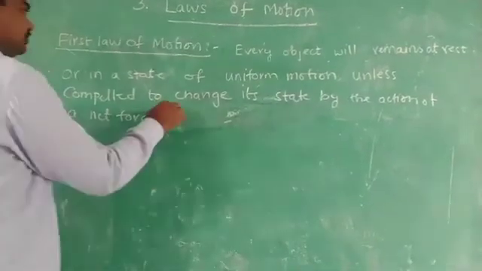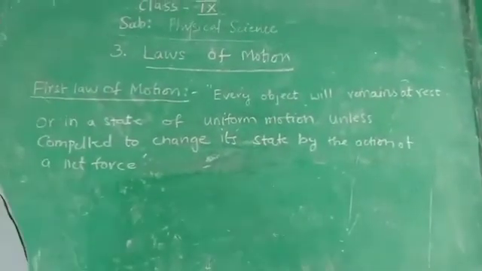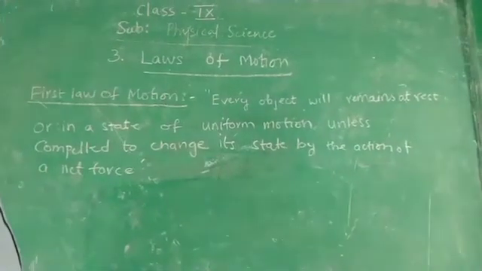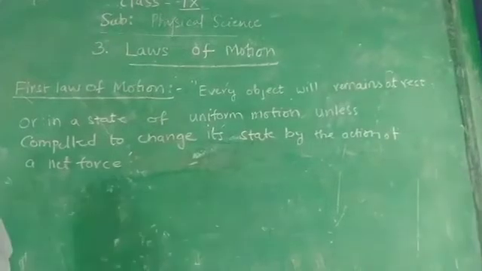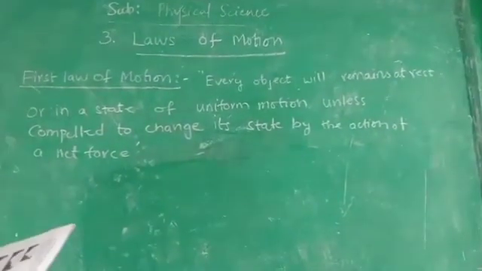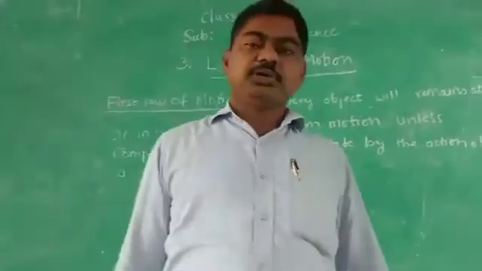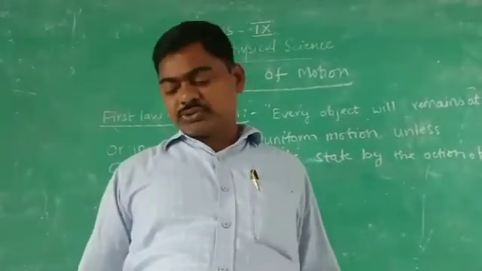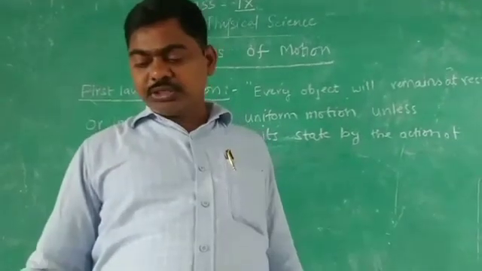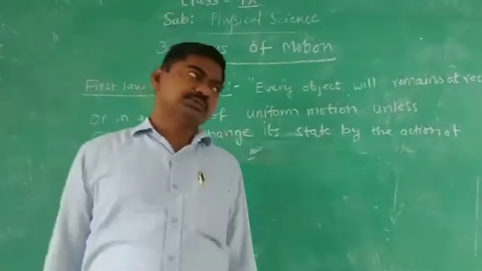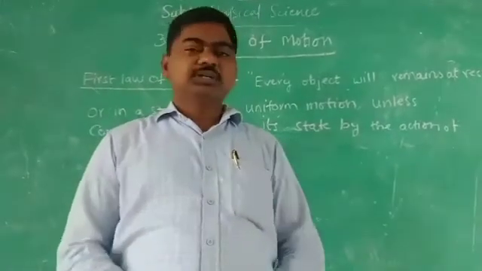This is Newton's first law of motion: every object will remain at rest or in a state of uniform motion unless it is compelled to change its state by the action of a net force. This first law explains what happens if no net force acts upon an object. Either it remains at rest, or it moves in a straight line with a constant speed.